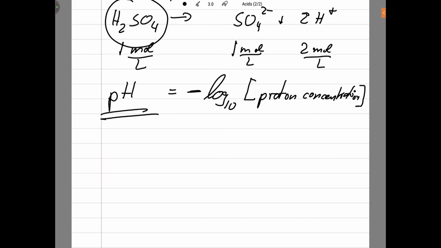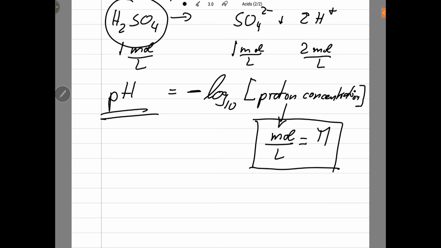And that is where a lot of people don't feel too well, so that they start coughing. The proton concentration always has to be in mole per liter or molar. It always has to be in molar. If you have a proton concentration in millimole per liter, it's not going to work. You always have to convert it into mole per liter. Absolutely essential.